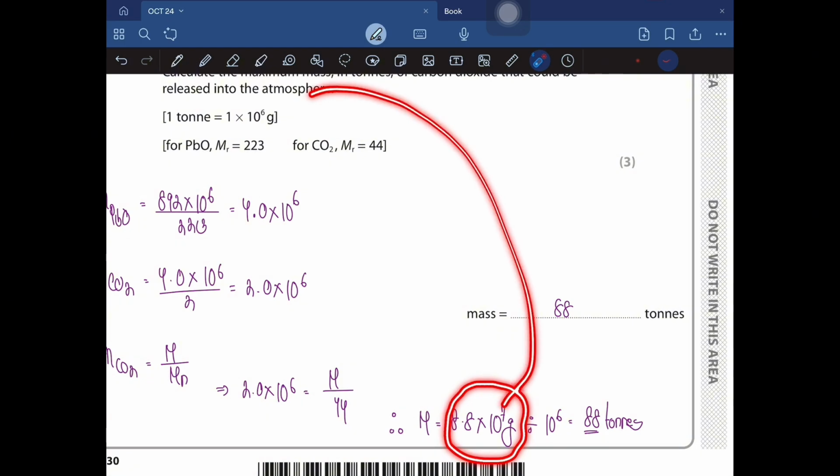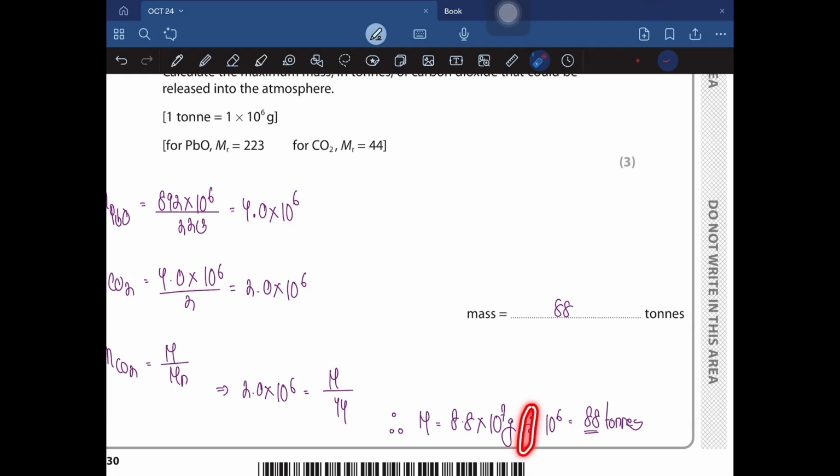Now I have to convert this into tons. How can I do that? I would divide this by 10 to the power 6 to convert it into tons, using the unitary method again. Let me just show you, for students who aren't understanding this at this point: 10 to the power 6 represents 1 ton.